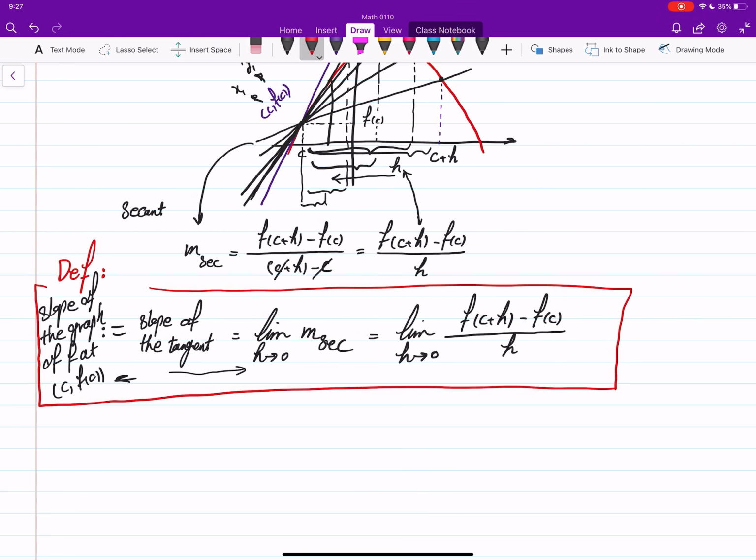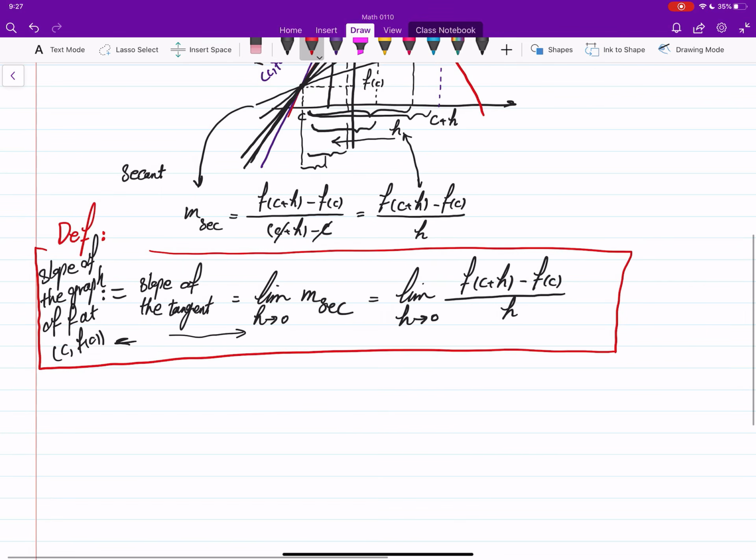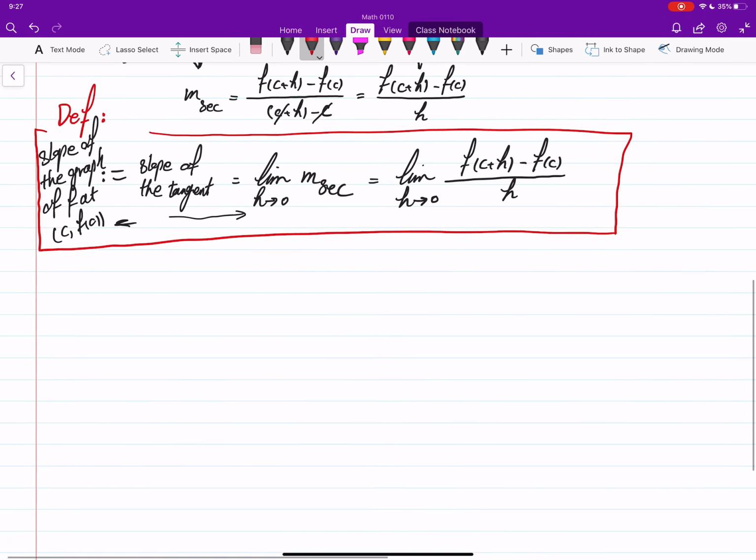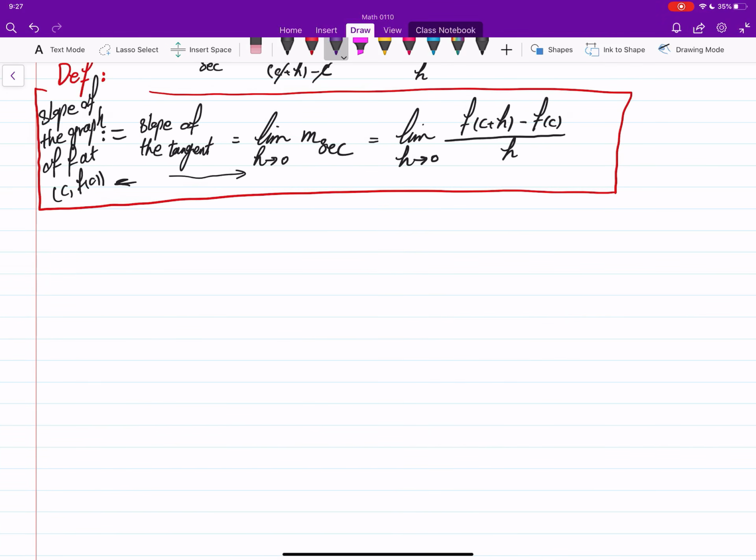we define the slope of the graph at that point to be the slope of the tangent line, which is given by that limit. The steps that you're seeing here, we will repeat this for some examples and you will see what's happening. Let me start with one example.